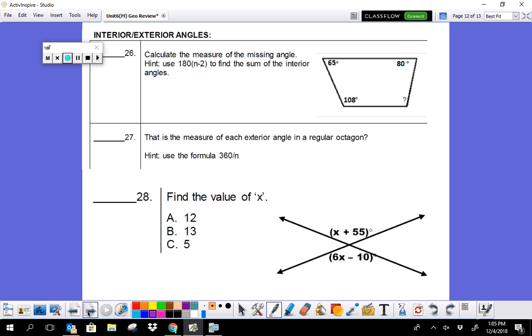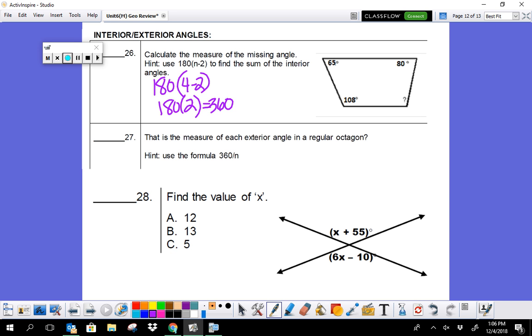26, so this is going back to what we did the first day. Calculate the measure of the missing angle. Hint, use that formula to find the sum of the interior angles. So you have to realize this is a quadrilateral, which we already know that quadrilaterals add up to 360, but I'm going to do this anyway. So 180 times 4 minus 2. So 180 times 2 equals 360.